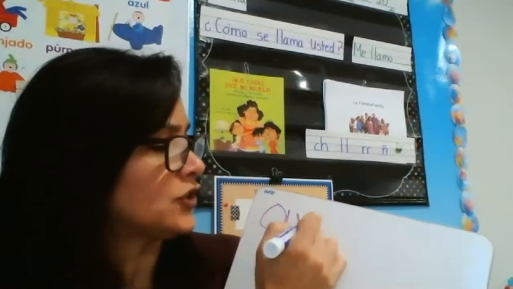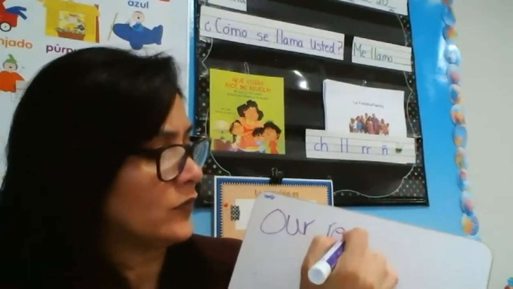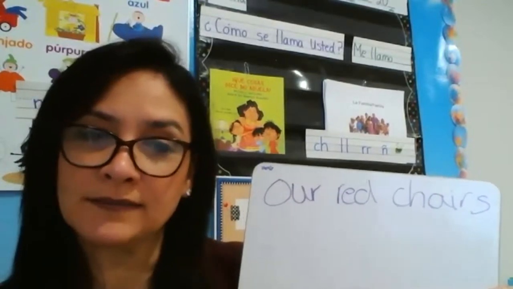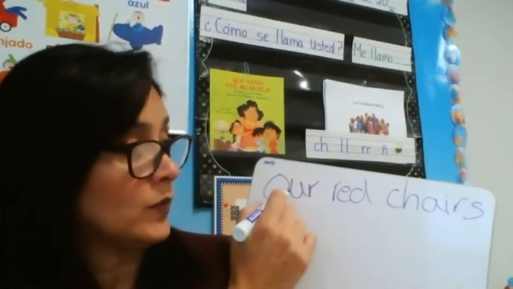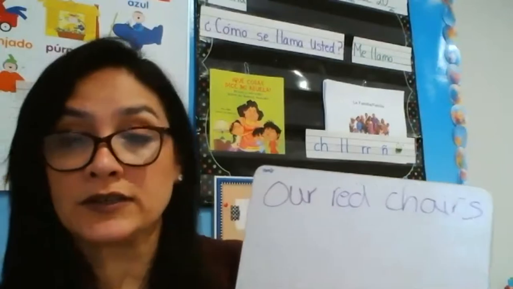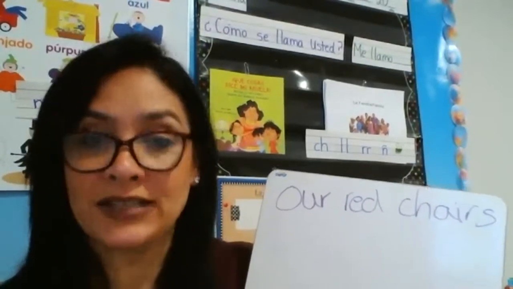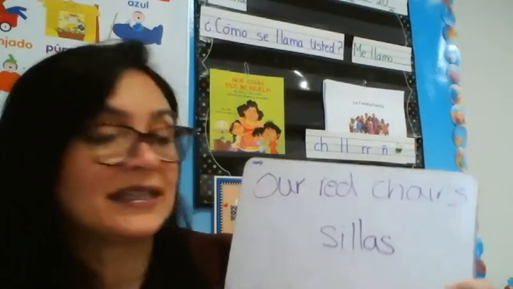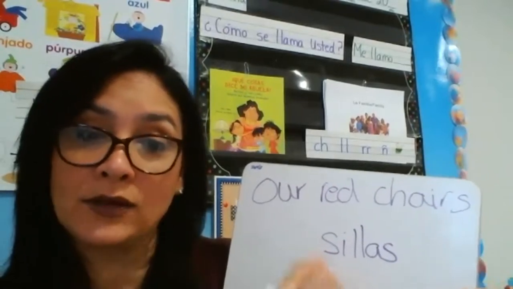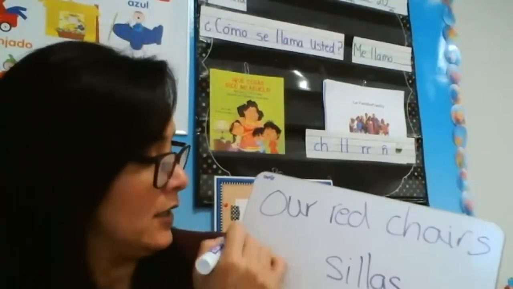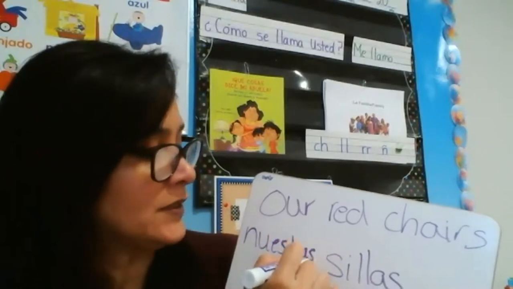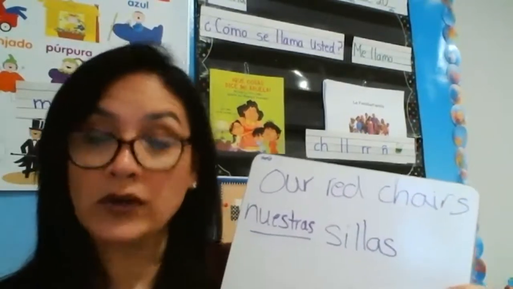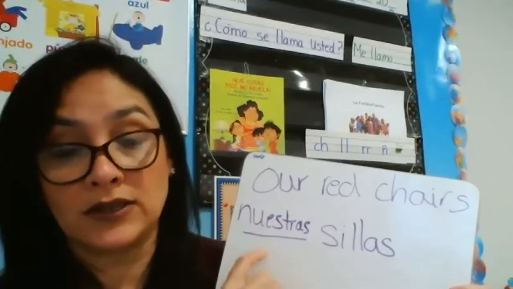Our red chairs. Our red chairs. ¿Cómo se dice? Here, let's look at the noun first, chairs. Chair en español significa silla. Repite, silla. But it's plural, so vamos a decir sillas. We're going to say sillas. Because I have a plural feminine noun, my our is going to be plural and feminine. Nuestras. Remember, this possessive adjective is going to copy what the noun is. If the noun is feminine, instead of nuestro, it will say nuestra.